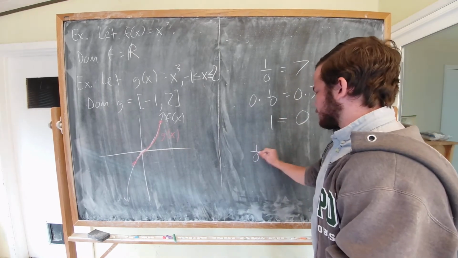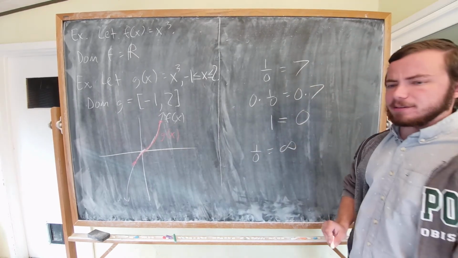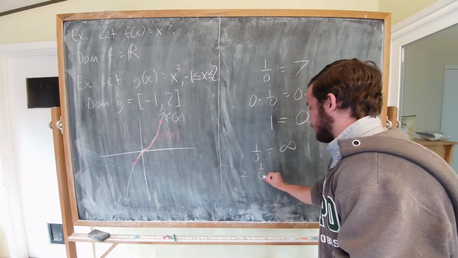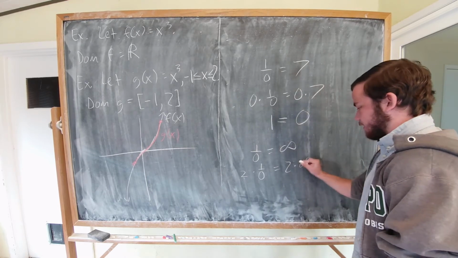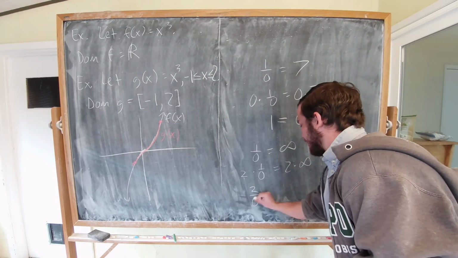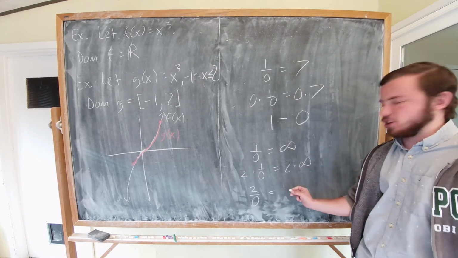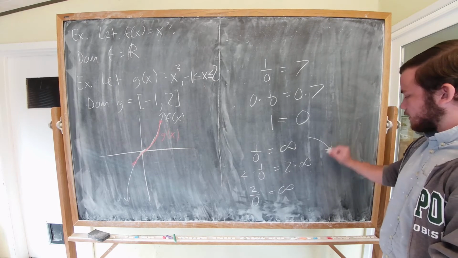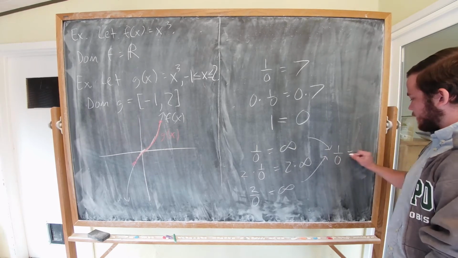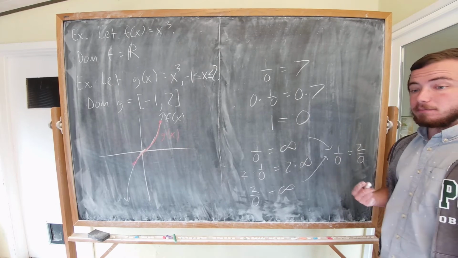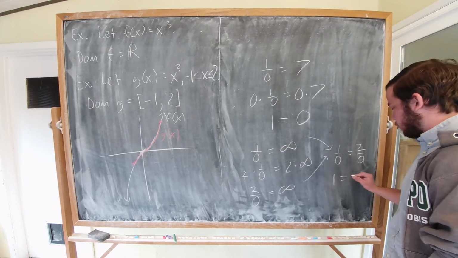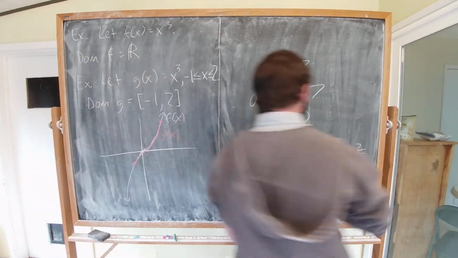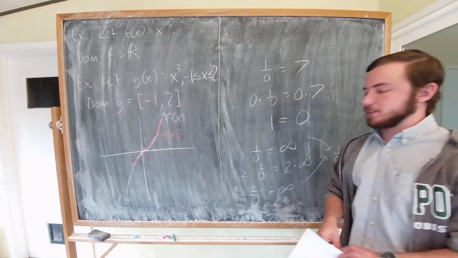Well, let's say 1 over 0 was infinity. Well then 2 times 1 over 0 is 2 times infinity, which means 2 divided by 0 is infinity times 2, just infinity over again. So these two tell us that 1 over 0 is equal to 2 over 0. Multiplying both sides by 0 will give you 1 is equal to 2. Again, a problem. So we cannot ever divide by 0.